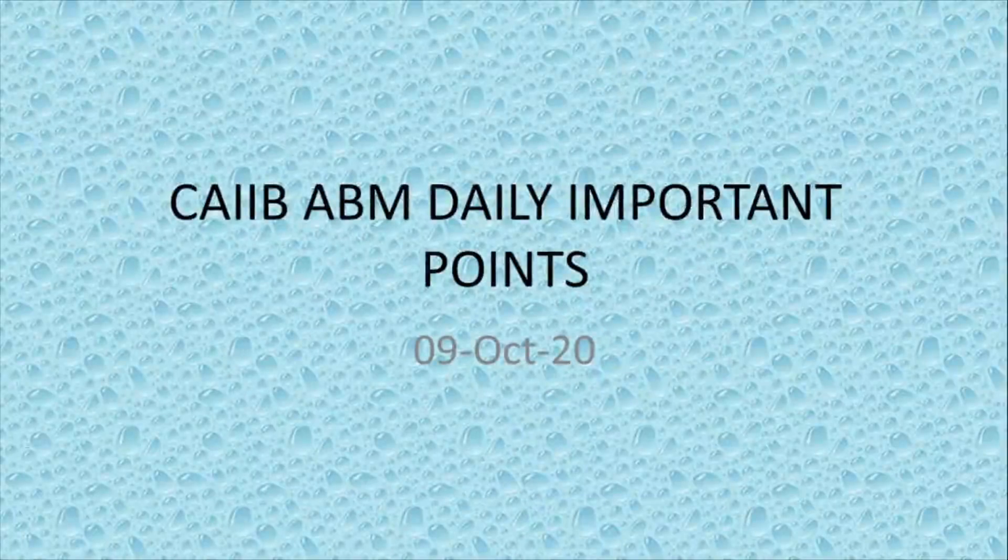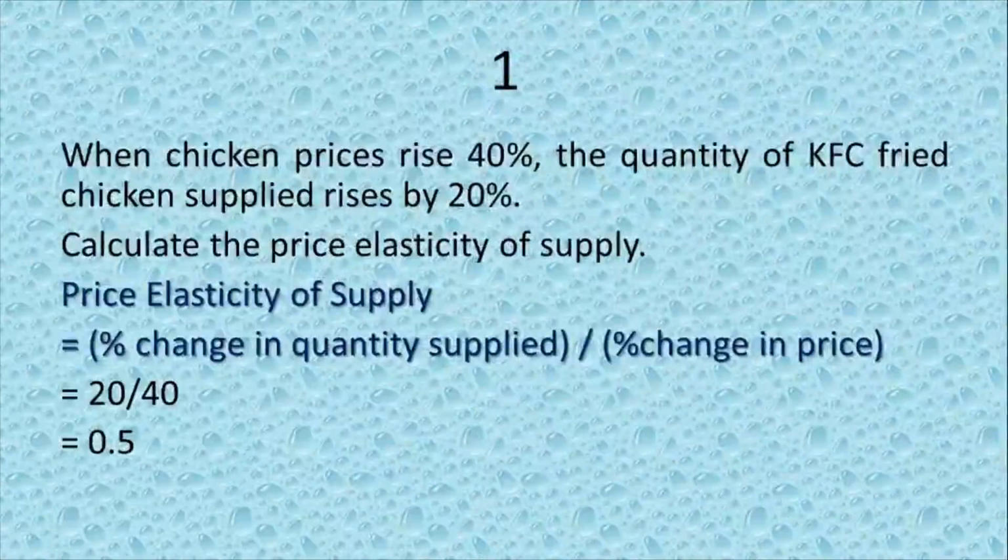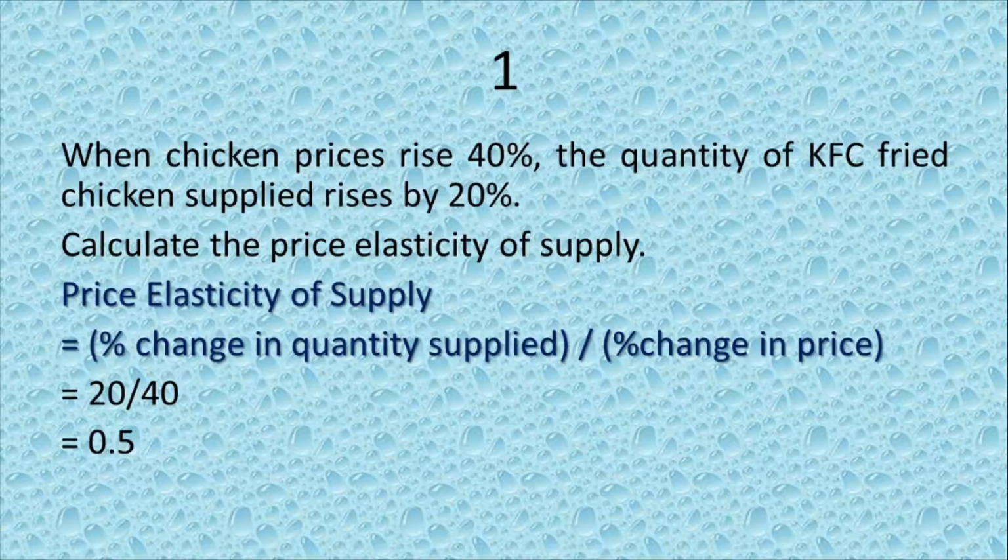First question: when chicken price rises by 40%, the quantity of KFC fried chicken supplied rises by 20%. Calculate the price elasticity of supply. The price elasticity of supply is equal to percentage change in quantity supplied divided by percentage change in price.